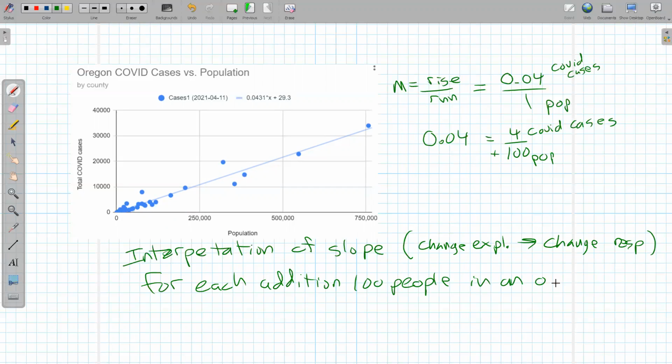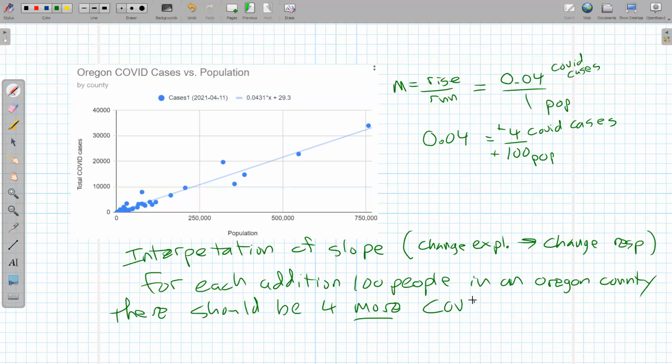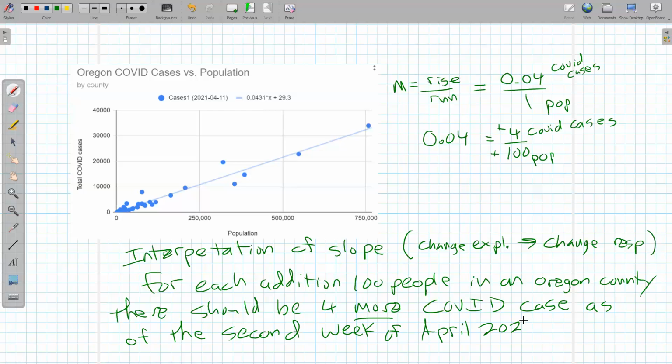so I have to have a definition of what the variables mean in order to interpret. In Oregon County, there should be 4 more cases of COVID. And more is my indication that that is a positive number up there. These are total cases by date, so I gotta include some idea about that. That's part of this variable. As of the 2nd week of April, on average. Okay, so there's my interpretation of the slope.